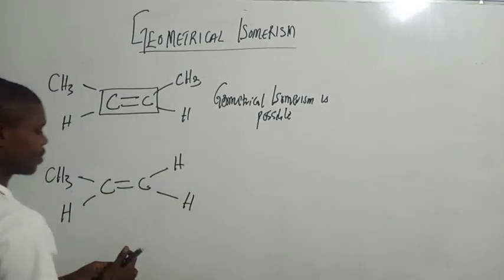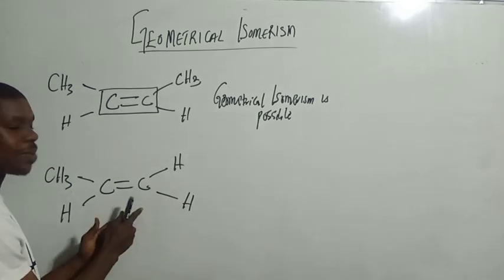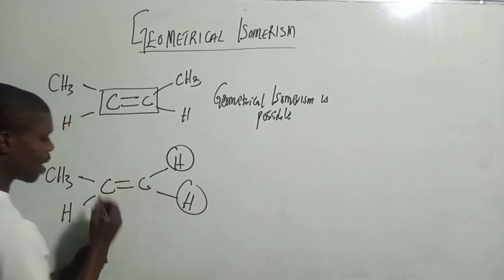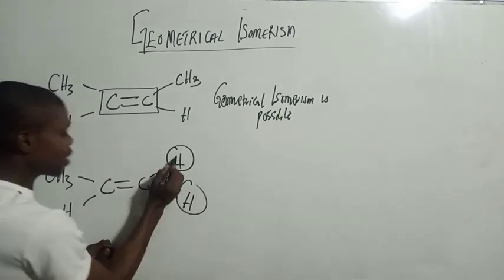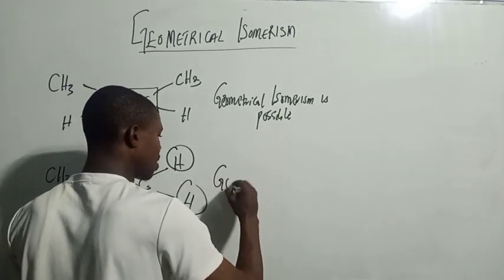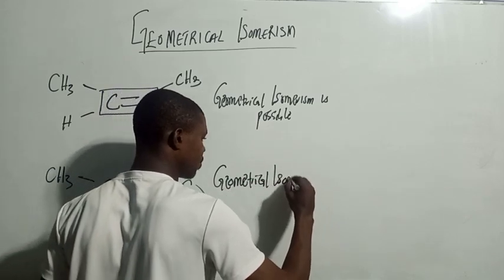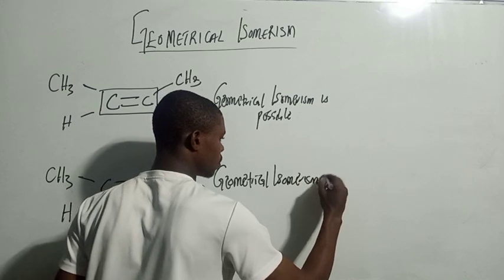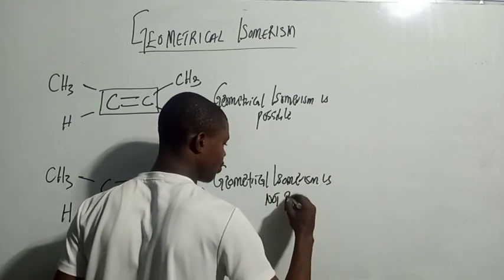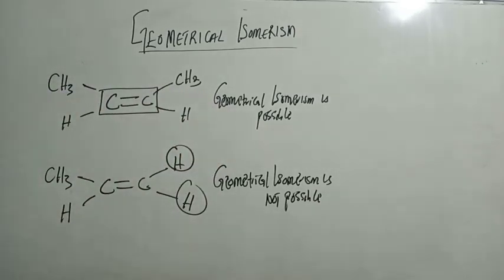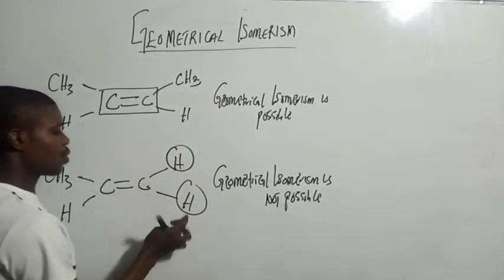Now, here, is geometrical isomerism possible? No, because these two are the same, attached to the same carbon. Although these two are not the same, because these two are the same, geometrical isomerism is not possible. Do you get that? Geometrical isomerism is not possible here. Why? Because these two are the same.